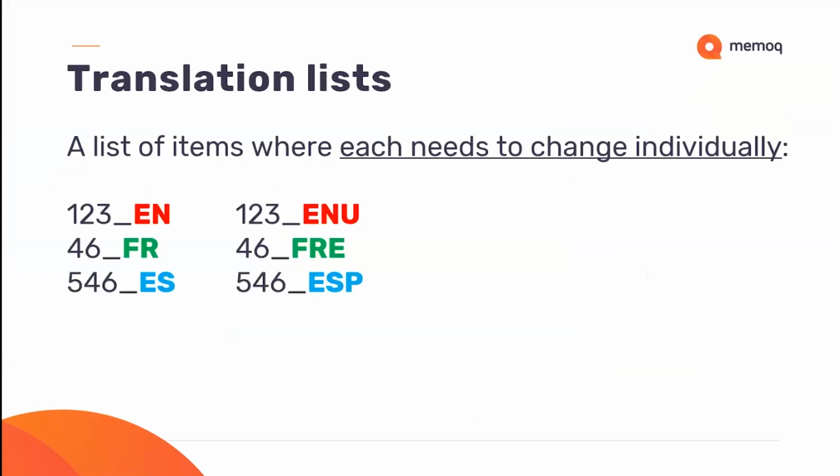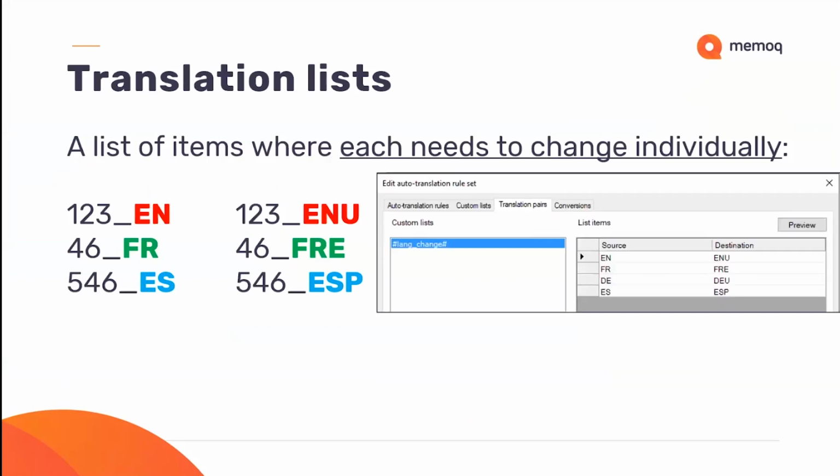Like my language IDs, they need to change: the EN needs to change to ENU, FR to FRE, ES to ESP, IT to ITA, things like that. Again, I would create that list. I would create the list name with the hash symbols around it. And now I create a list of translations, basically. So this is the source language, and in the translation, it should look like this.